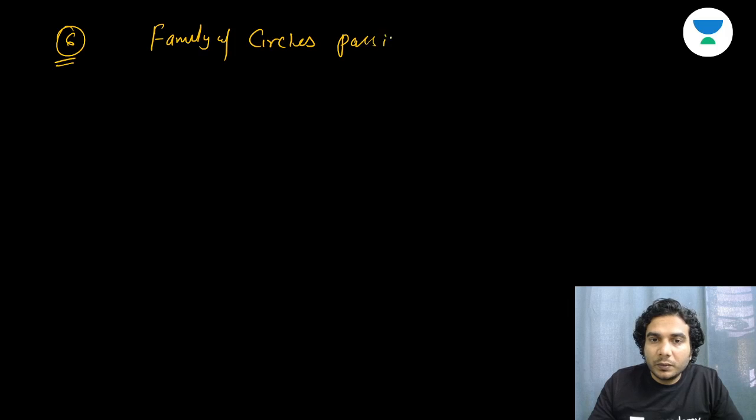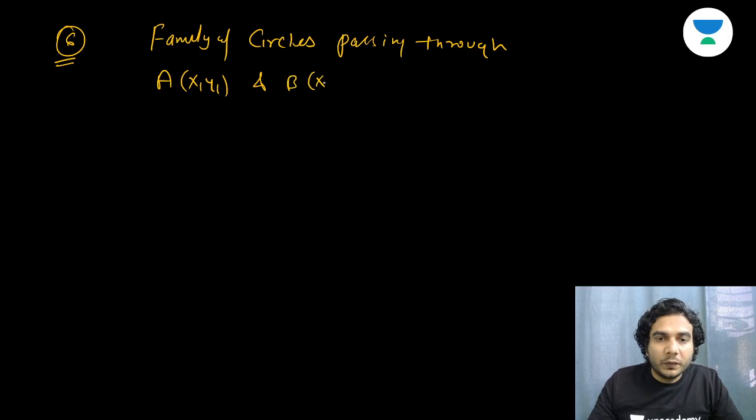passing through 2 points, say A(x1, y1) and B(x2, y2). So now in this case neither a line is given nor a circle is given, all right? Only 2 points are given, and you know infinite circles can pass through 2 points.